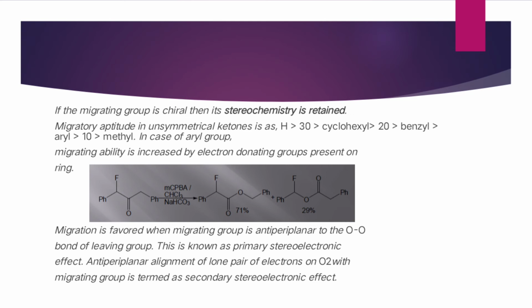This is known as the primary stereoelectronic effect. Antiplanar alignment of the lone pair of electrons on oxygen with the migrating group is termed the secondary stereoelectronic effect.